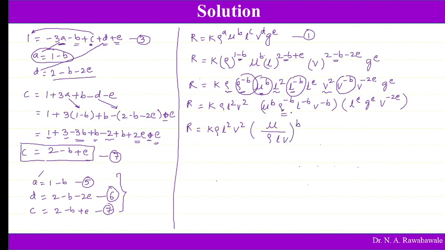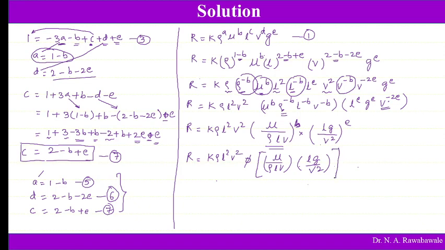Because these are the negative terms, we can transfer them to the denominator, so they become positive, and collectively we write the power as b. Then into this is L g over V square to the power of e. This is negative, therefore we have transferred it to the denominator. So R is equal to k rho L square V square, then this term is a function of mu divided by rho L V, whereas this term is a function of L g divided by V square. Therefore we can write it as a function of psi: mu divided by rho L V, and L g divided by V square.